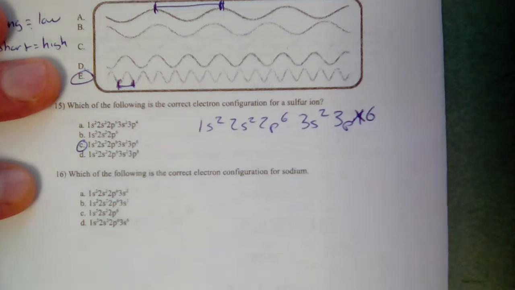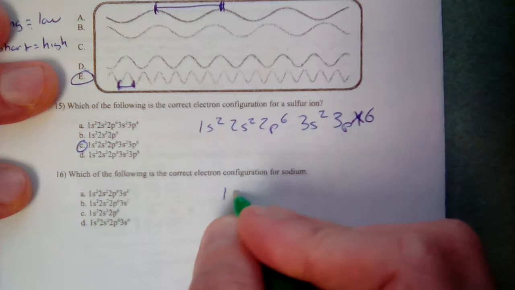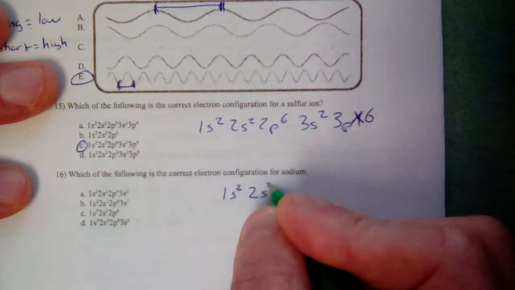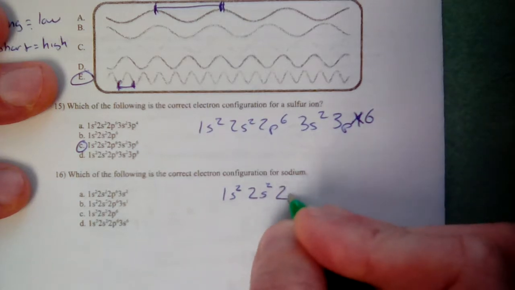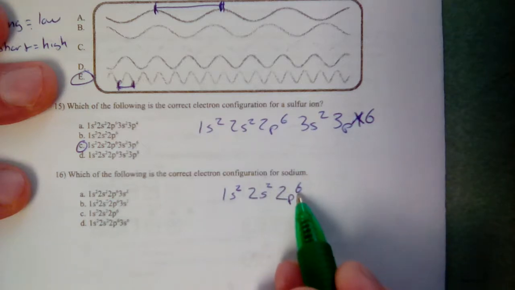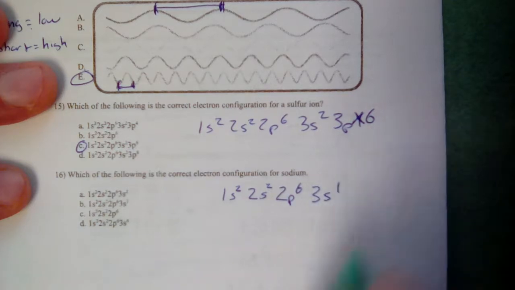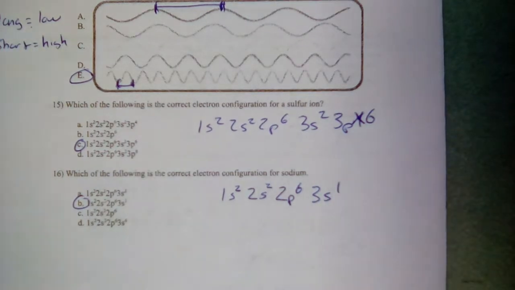Sodium. Just plain old sodium's electron configuration. Sodium's atomic number 11. First 2 electrons go in 1s. Next 2 electrons go in 2s. Next 6 electrons go in 2p. 2 plus 2 is 4, plus 6 is 10. We have one more to go. It'll go there in 3s. So B's the answer. Make sure you can work with the neutral atoms and the ions.